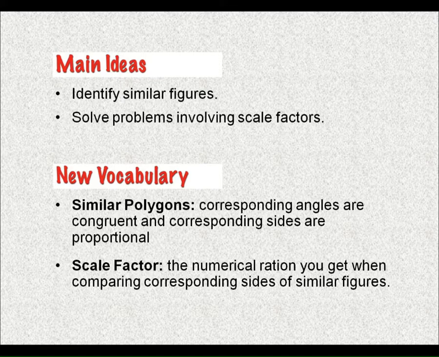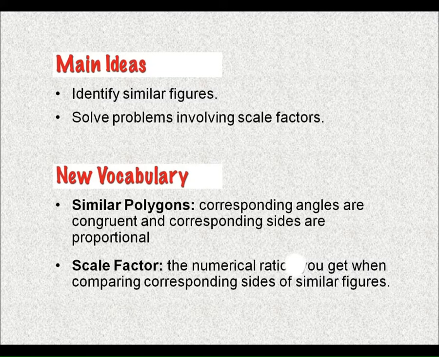They're all a multiple of 2, or they're all going up by a multiple of 5, or whatever, just like we saw before. And then the scale factor is that numerical ratio you get when you compare corresponding sides of similar figures. So it's how much scaled up or scaled down this new figure is. With similar polygons, again, the angles have to be the same.